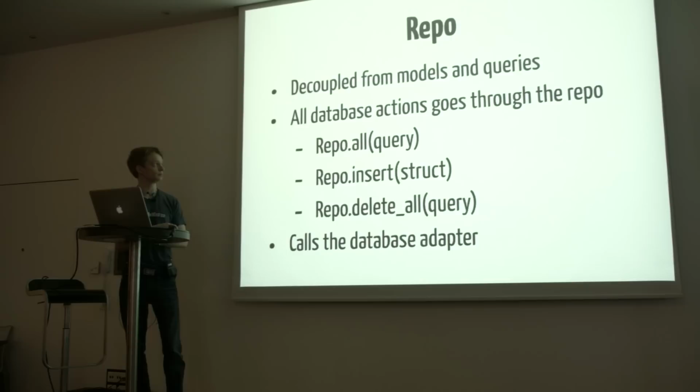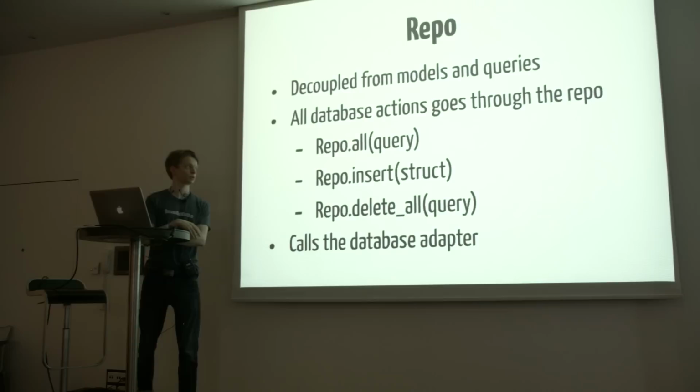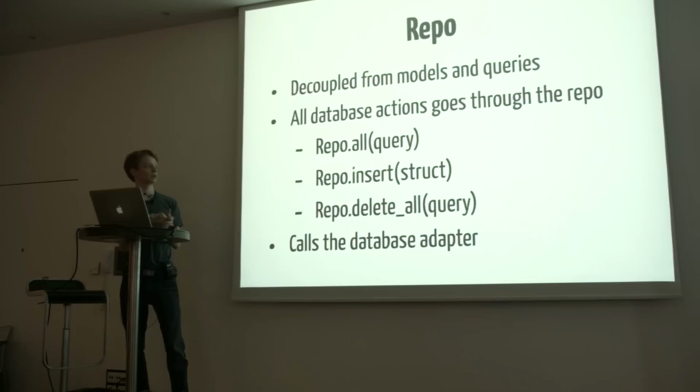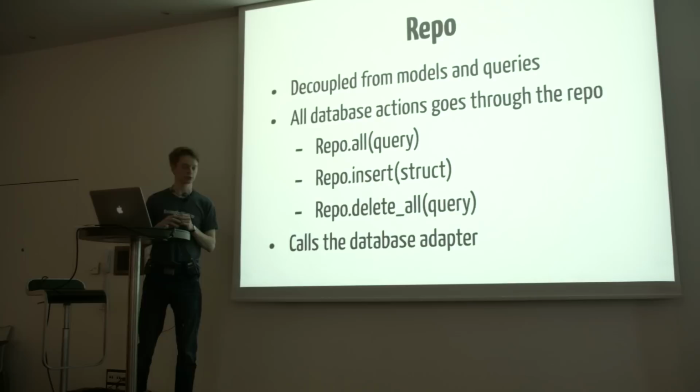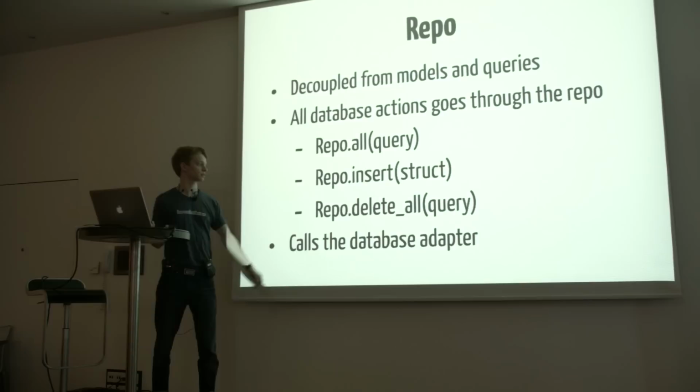And all the database actions in Ecto go through the repo, so it's very explicit where you query against the database. So it's harder to have accidental database queries like you can have in some object relational mappers. So this kind of makes everything explicit, and it more clearly shows when you have N plus one problems. So the repository has a bunch of functions like all that returns all the results from a query. We can insert models. We have delete all that deletes all records that match the query.